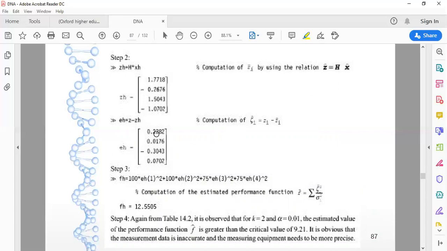Now the error will also be calculated. And now if we recalculate that, then once again our value of J(x) is equal to 12.550. So once again K is equal to 2 now. Previously it was K equal to 3, and alpha is equal to 0.01. If we consider this, then our performance index should be greater than the critical value 9.21. So over here the critical value is 9.21. It means that our performance index is still larger than 9.21. So still we have to remove one bad data which is there.